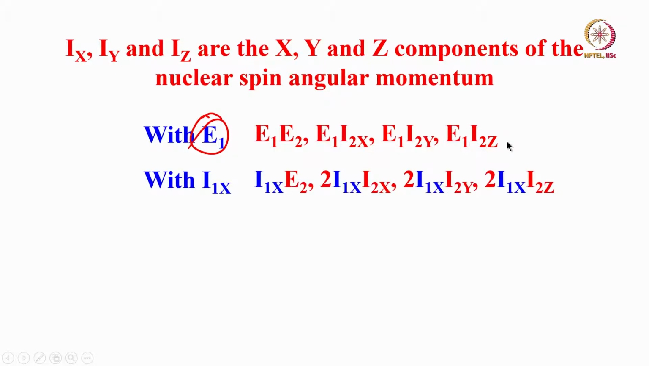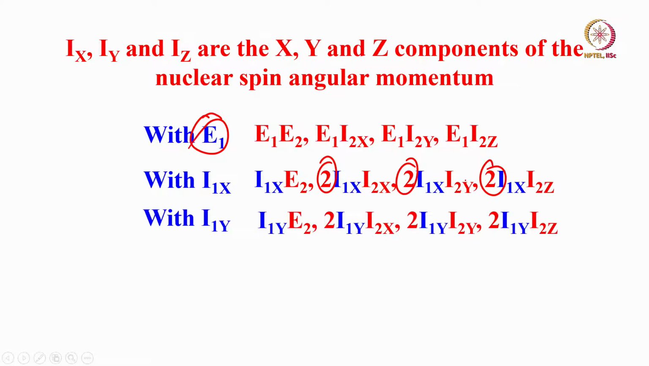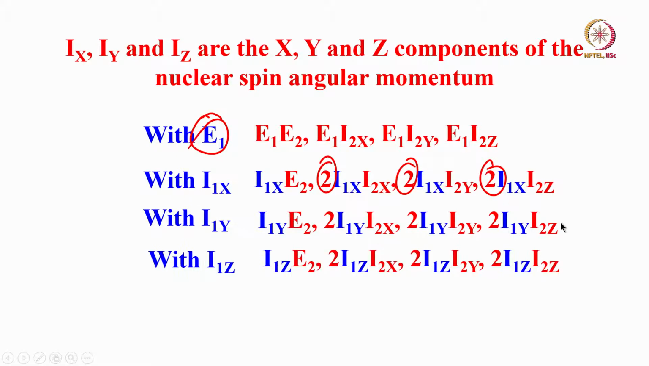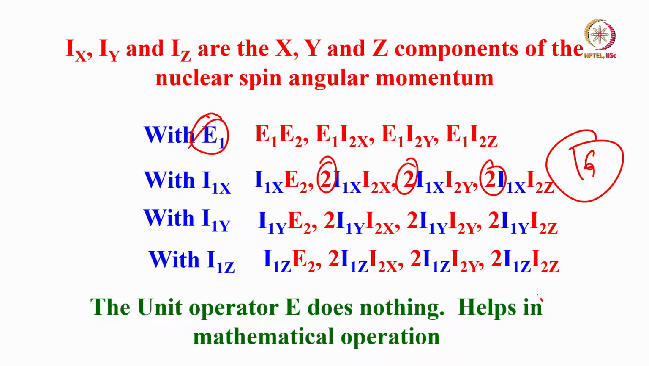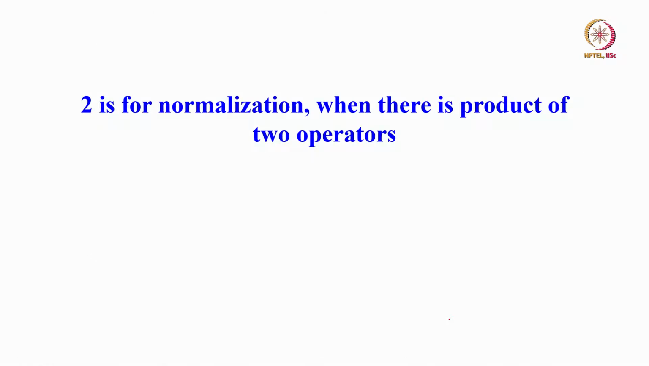With I1x, the x component of the angular momentum of the first spin, again four combinations, I1x E2, etc. Like this, I1x, 2 times I1x I2x. Now the question here is, why 2 comes? It is only for normalization, don't worry, that is a number. Similarly, with I1y, we have 4 operators. I1z, we have 4 operators. So, 4, 4, 4, 4, there are 16 operators we have generated together, and we only have 2 spins. The unity operator, as I said, does nothing, it only helps in the mathematical operation. What is the 2 I told you? It is for normalization. When there is a product of 2 operators, 2 comes, we use it for normalization.